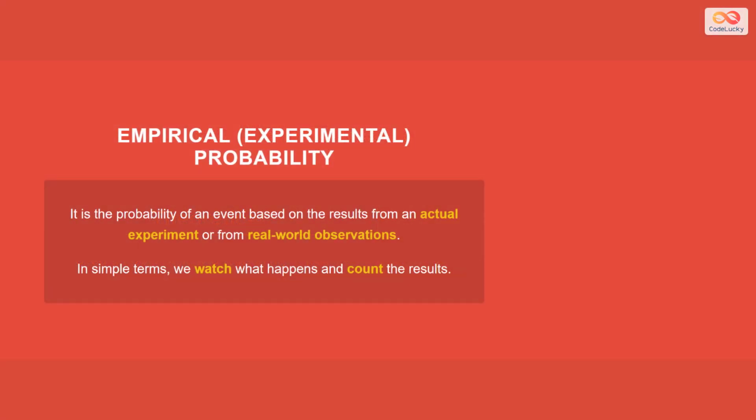Our focus today is on empirical probability. This is the probability we figure out from an actual experiment or by observing real-world events. In other words, we watch what happens and we count the outcomes to determine the likelihood of an event.